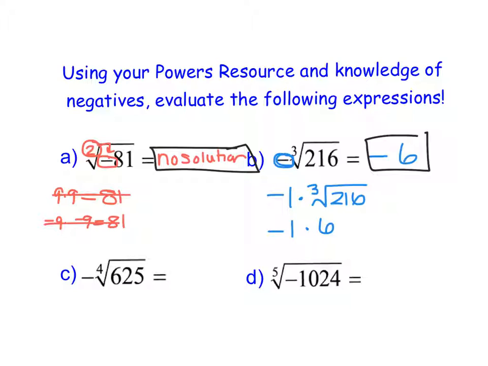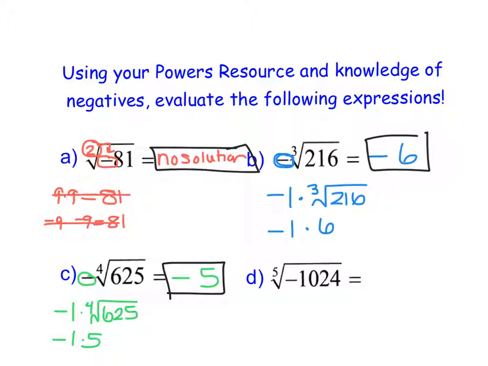There's answer 2. Then if I look at the third one, again I notice that I have a negative on the outside. So this is a negative 1 times the fourth root of 625. Well, I start thinking, what to the power of 4 gives me 625? That would be 5. So it's negative 1 times 5, which is a negative 5.